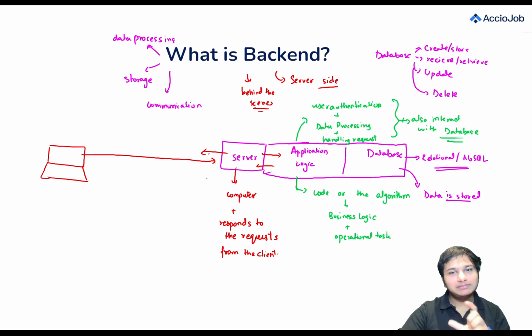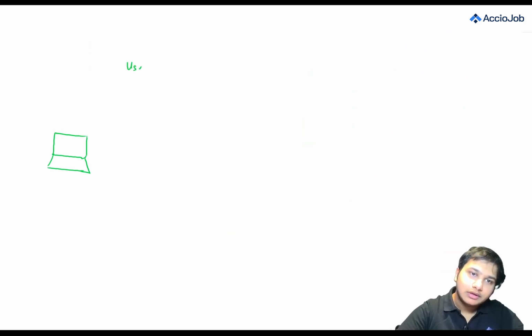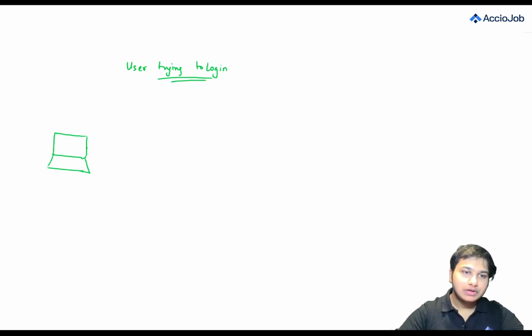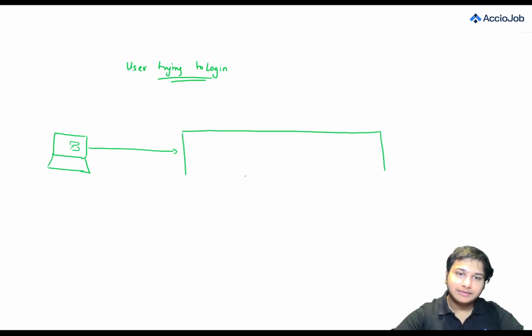Let's take a very simple example of understanding how the front end and the back end work together. In order to do that, let's create the same thing again. This is our front end, and here let's assume the user is trying to log in. The user enters the email ID and the password, and then it sends the data to the backend. And here is our backend.